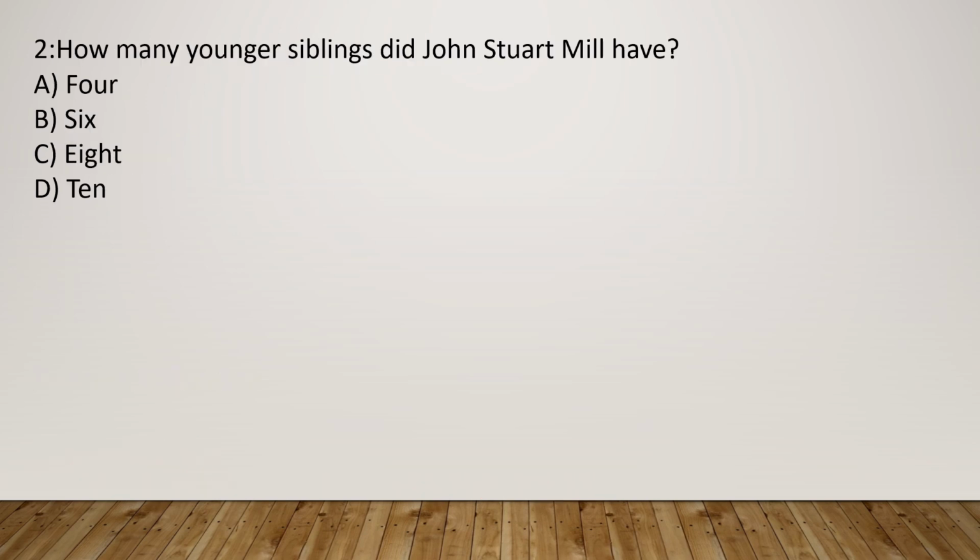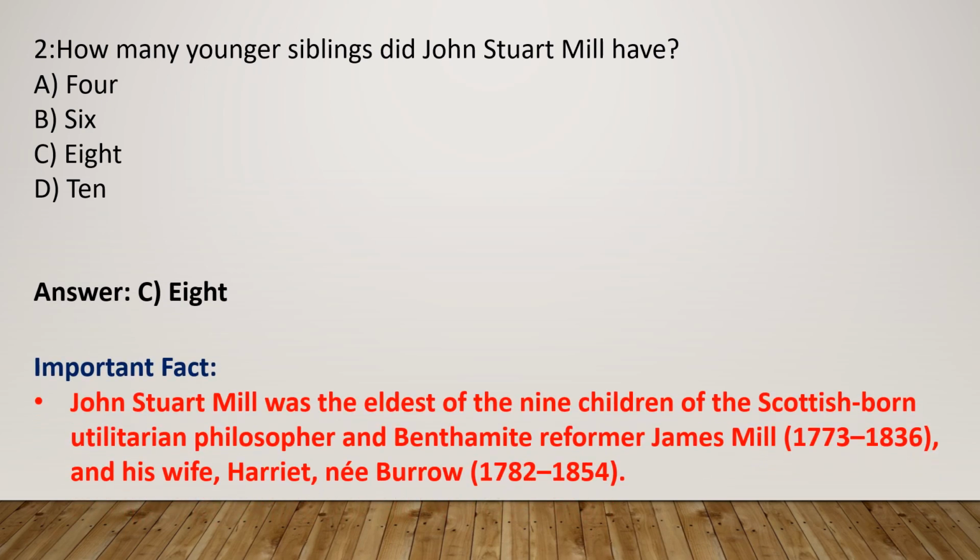How many younger siblings did John Stuart Mill have? Options are 4, 6, 8, 10. The correct option is option C, 8. John Stuart Mill was the eldest of the 9 children of the Scottish-born utilitarian philosopher and Benthamite reformer James Mill and his wife Harriet Newborough.